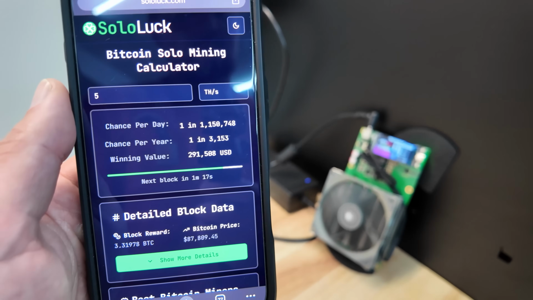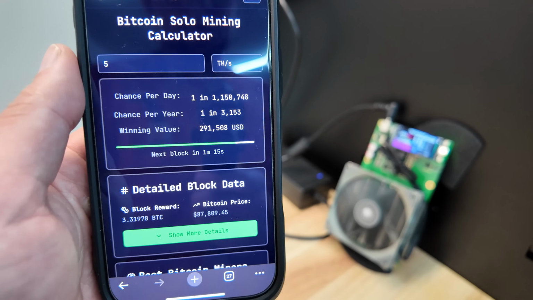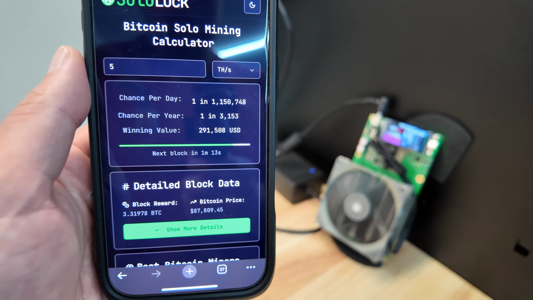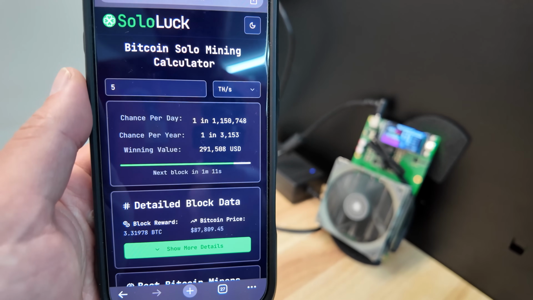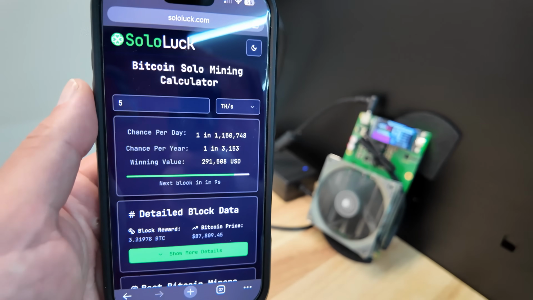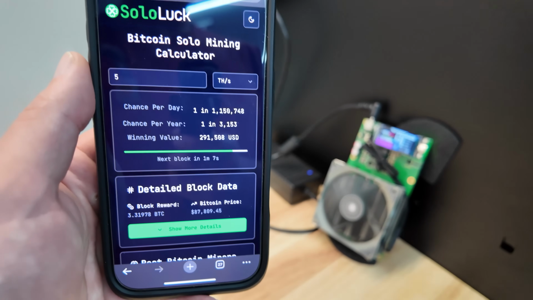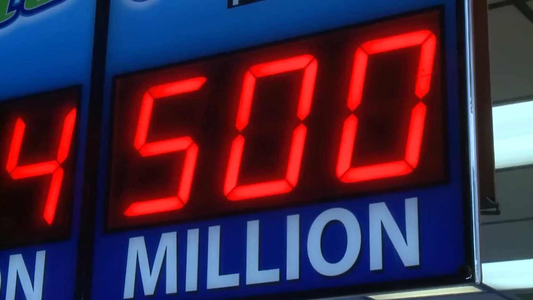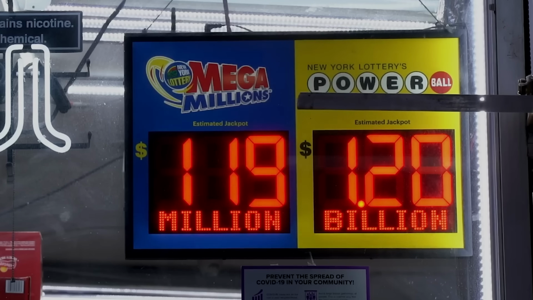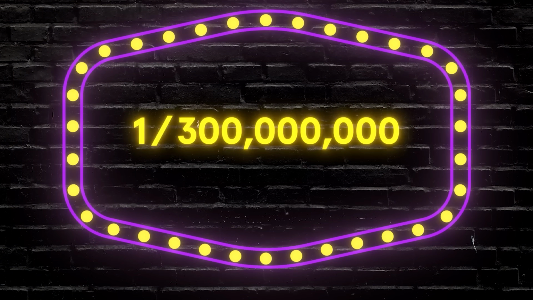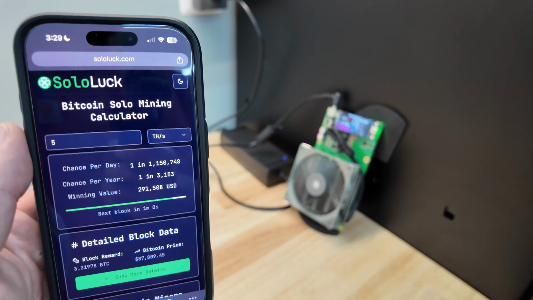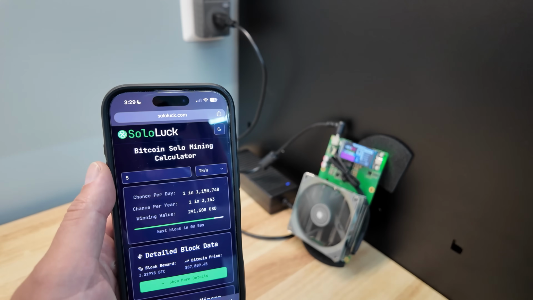My chances go down all the way to 1 in 3,153 per year, or basically 1 in 1 million chance every day. If you think those odds are bad, you clearly don't understand typical lottery odds with like the Powerball or just scratch off tickets at the gas station. These are absolutely palatable mining odds.